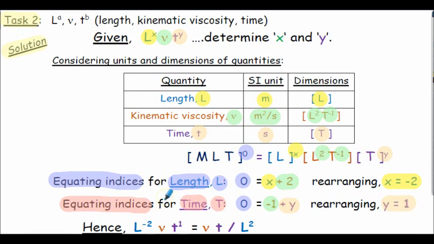So I can now state my solution. We have L to the power of -2, as x is -2, u is to the power of 1 of course by default, and t, I've shown that to the power of 1 here because y is equal to 1. So there's my solution. Just for reference, I could write that as nu t divided by the L to the power of 2. So the negative in the exponent means divide by. So that's a full solution for task 2.